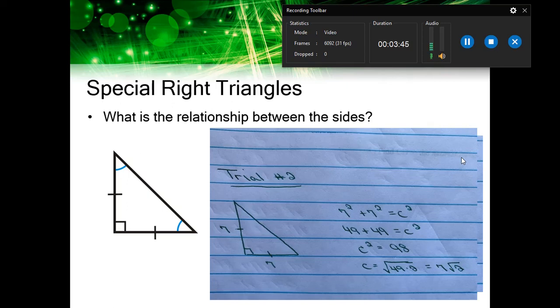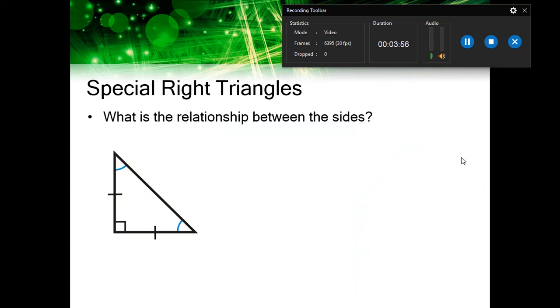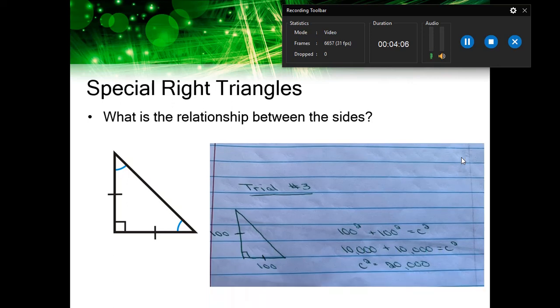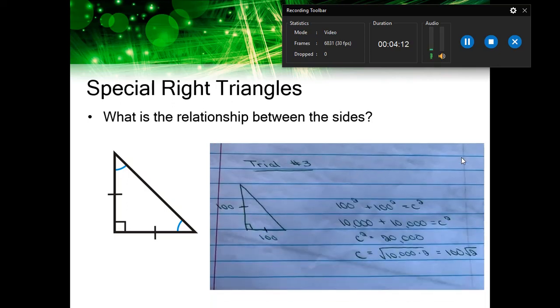I don't know if you're seeing a pattern yet, but when the sides were 5, think about what the hypotenuse was. When the sides are 7, think about what the hypotenuse is. And then let's try a third one. This time the sides are 100. Can you predict what the hypotenuse will be? As I go through the Pythagorean theorem, c squared is 20,000, and again, that is not a perfect square. And when I simplify that, my hypotenuse is 100 radical 2. So hopefully you're seeing the pattern.